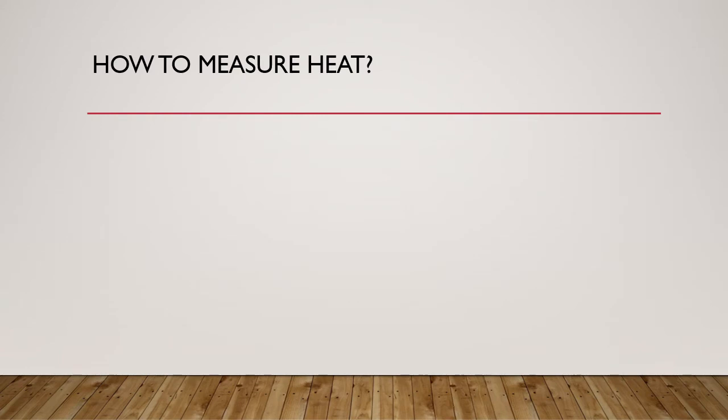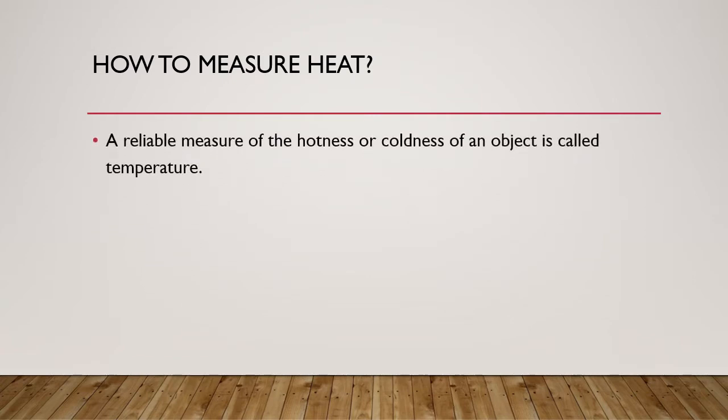How to measure heat? A reliable measure of hotness or coldness of any object is known as the temperature of that object. For measuring the temperature, there is a device called a thermometer. A thermometer is of two kinds. The first one is clinical and the second one is laboratory.